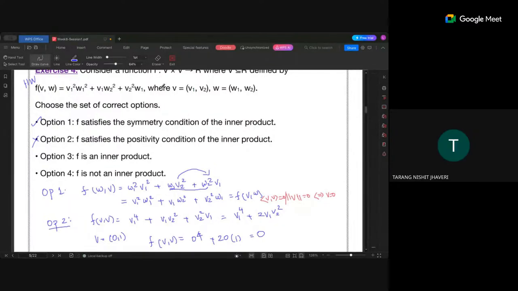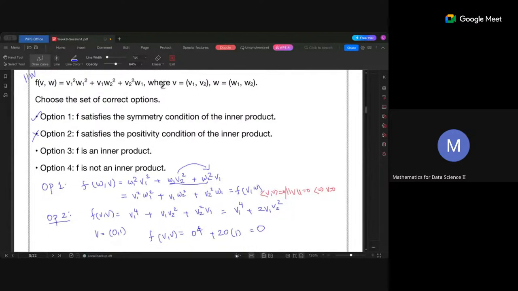Yes, ma'am. And can you give an example of an inner product in matrix form? Inner product in matrix form. Okay, let me just finish this.